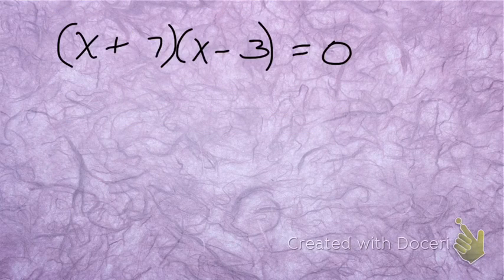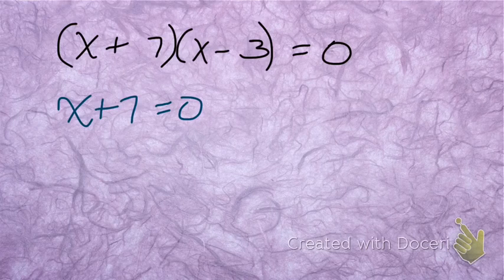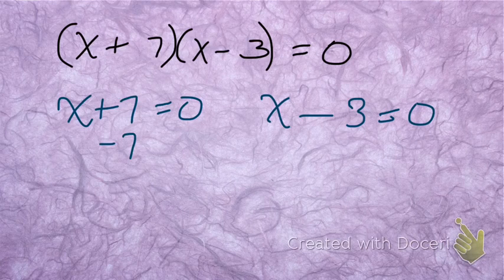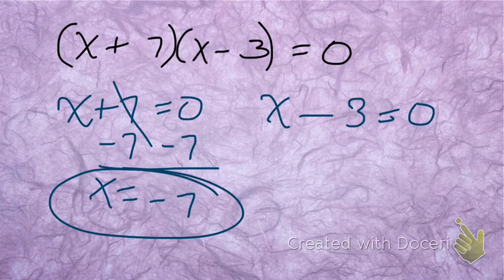One more. Oh, how nice. This one's already factored, and the factors are set equal to 0. By the zero product property, you could set each factor equal to 0. And if x plus 7 is the factor, what is the answer? Well, you move 7 with subtraction. The answer is the opposite, -7. If x minus 3 is the factor, what's the answer?